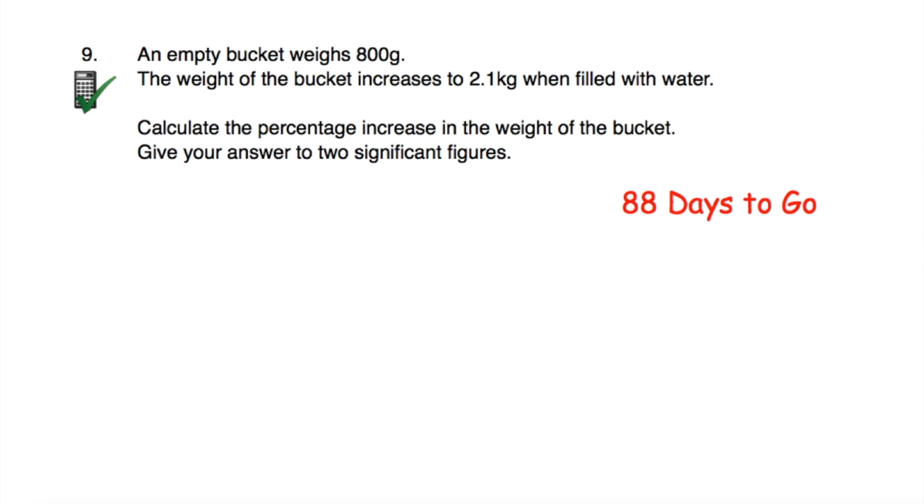Okay, question number 9. So question number 9 is on percentage change or percentage increase, and we covered that with 88 days to go. So remember, percentage change is change divided by original times 100. So you're going to work out the change, you're going to divide that by original, and then you're going to times by 100, and that'll give you the percentage change. And just remember to give your answer to 2 significant figures.